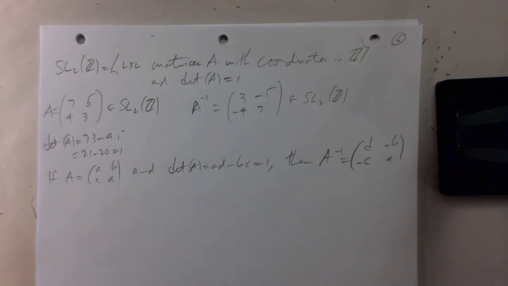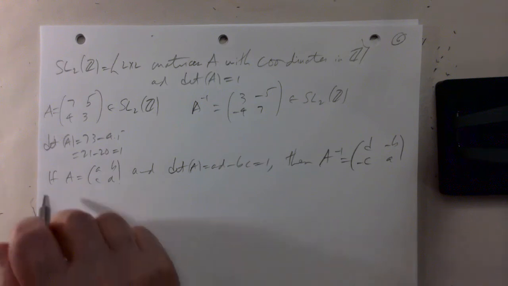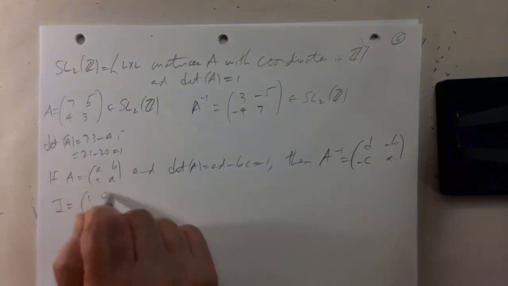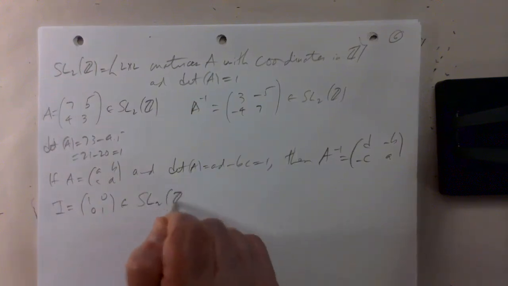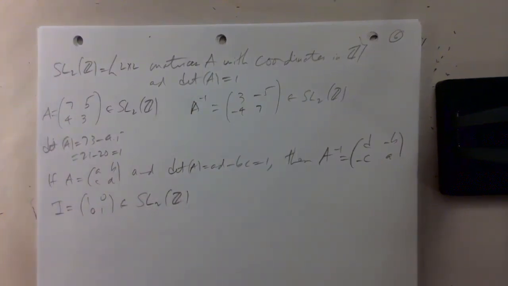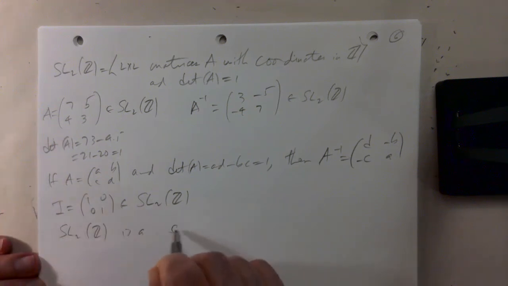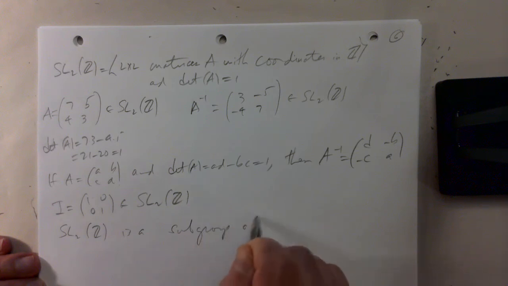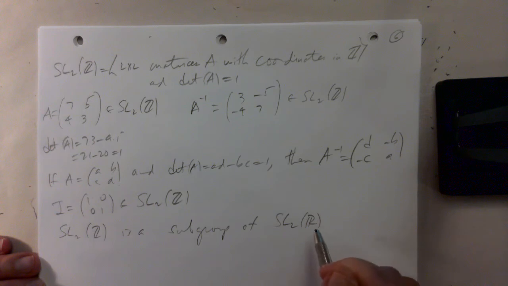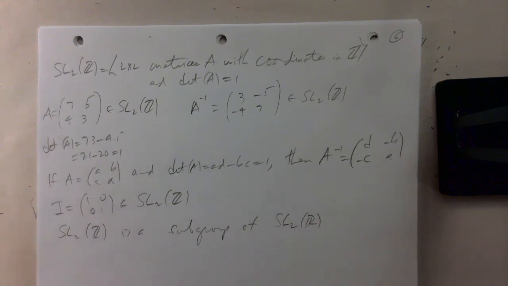And the identity, I, (1, 0, 0, 1), has integer coordinates and determinant 1. So the set SL2Z is closed under multiplication. It contains the identity, and it contains the inverse of each of its elements. So SL2Z is a subgroup of SL2R. These are all very important groups.